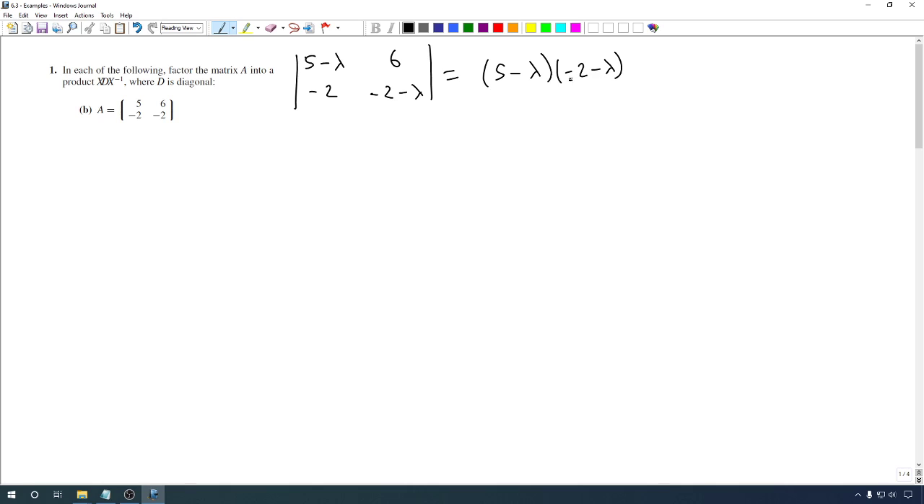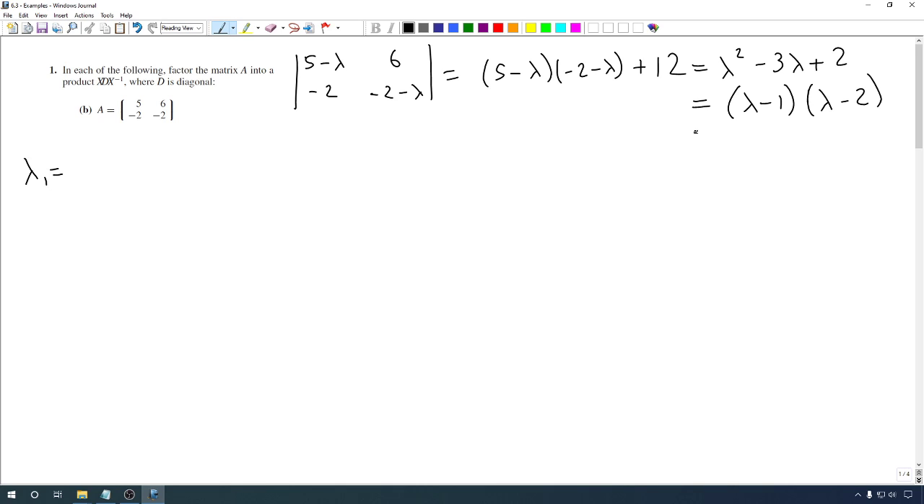5 minus lambda times -2 minus lambda. Then we subtract -2 times 6, so we add 12. If we expand that out, we get lambda squared minus 3 lambda plus 2. And that can be factored as lambda minus 1 times lambda minus 2. All the problems we're going to be doing here are going to be nice and factorable. We go ahead and find eigenvectors corresponding to these.